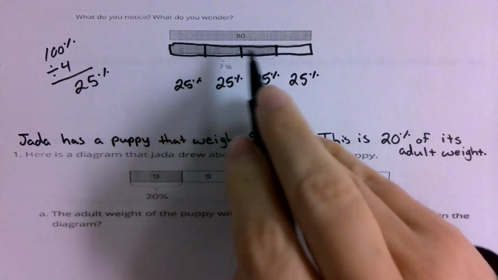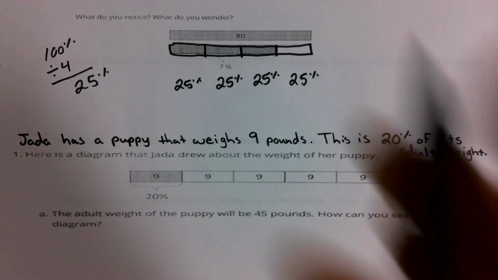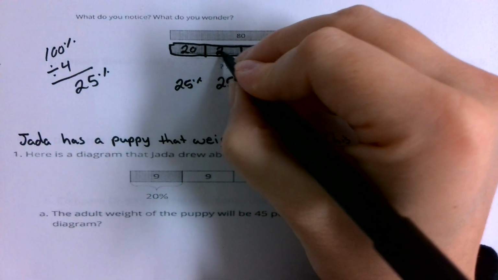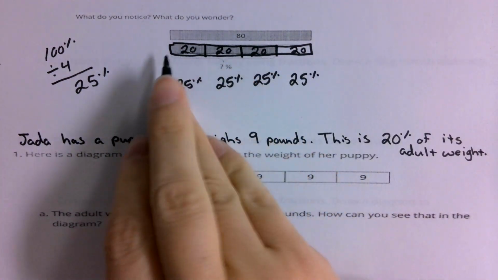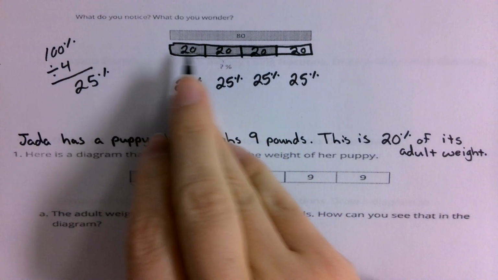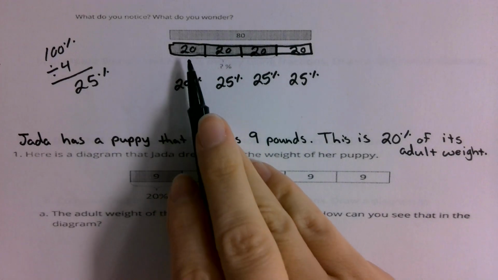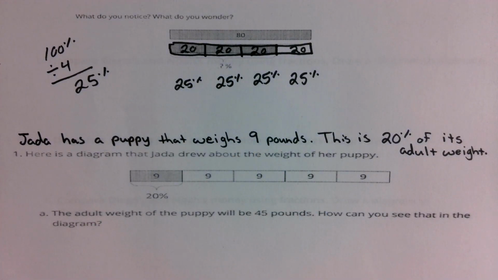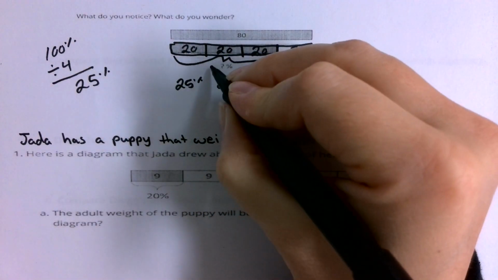What do you think each of them are worth, though? What is each section actually worth then? Zach? 20. So you want to make sure you don't get confused with what the value is worth and what the percent is worth. So each of these is worth 20. Now, what they have shaded is going to be worth how much? Fatima? 60. And what percentage is that? Hassan? 75%.